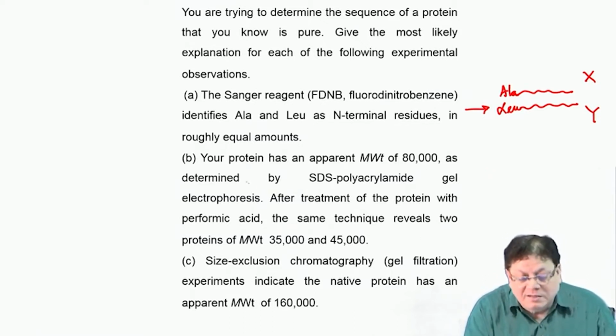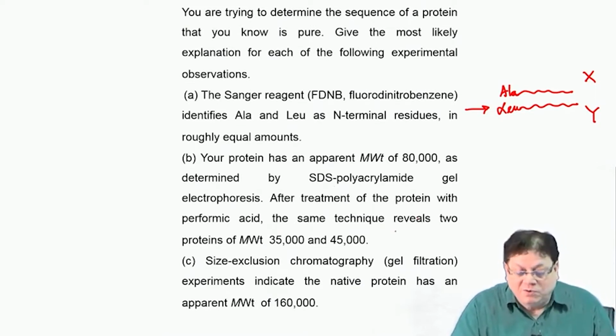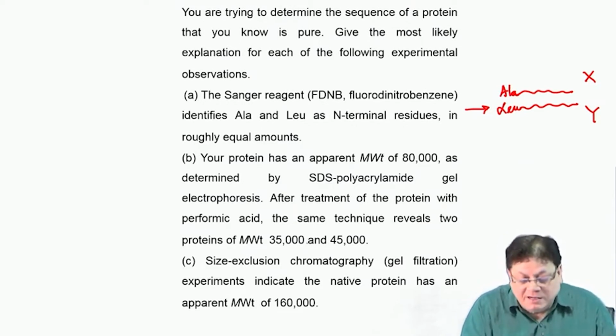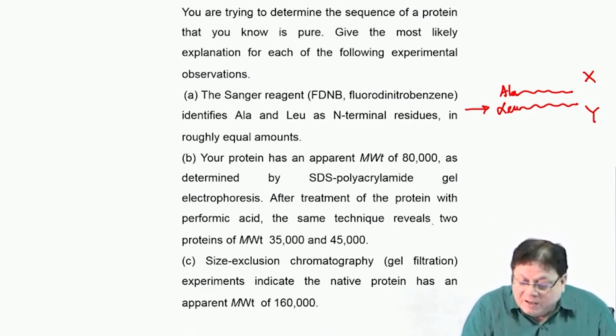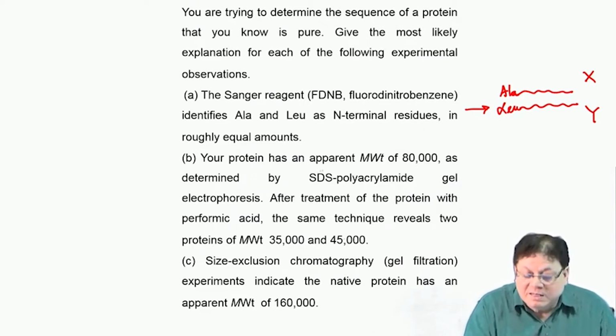Actually, the next is your protein has an apparent molecular weight of 80,000 as determined by SDS polyacrylamide gel electrophoresis. After treatment of the protein with performic acid, that means a formic acid which is further oxidized, that is performic acid, HCO3H, the same technique reveals two proteins of molecular weight 35,000 and 45,000. Okay. So, what is said here?